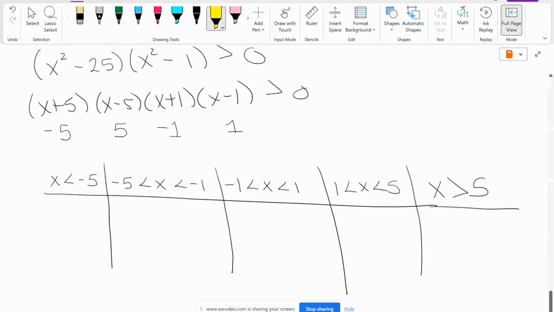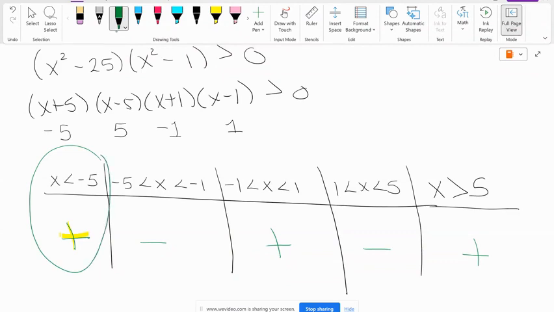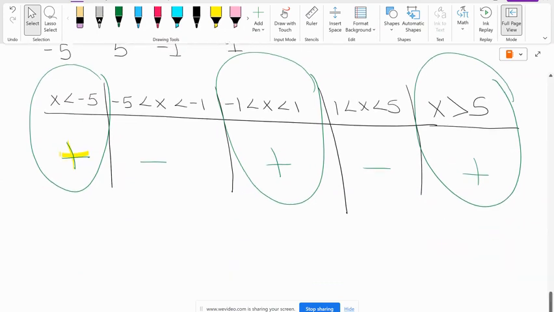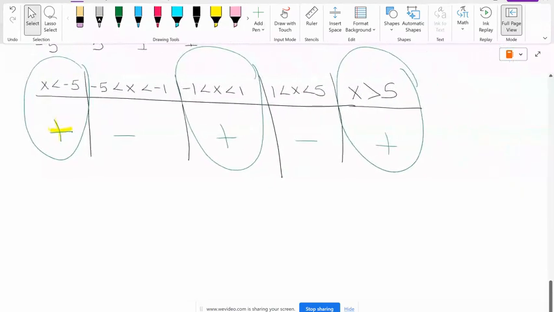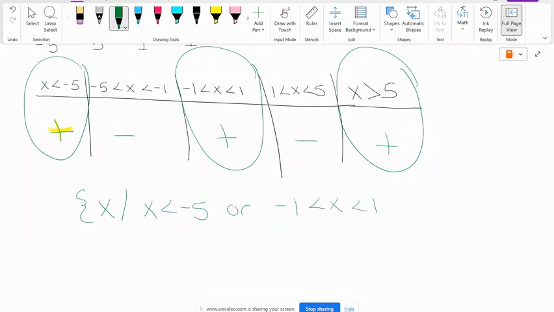I will tell you that this will be positive, this will be negative, this will be positive, this will be negative, this will be positive. And do we want positive or negative? We want positive. So answer, answer, answer. The way you write this out: x such that x is less than negative 5, or negative 1 is less than x, which is less than 1, or x is greater than 5.